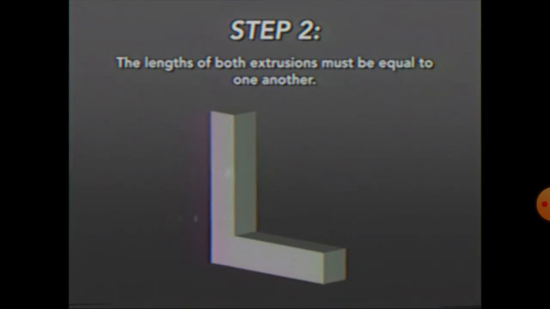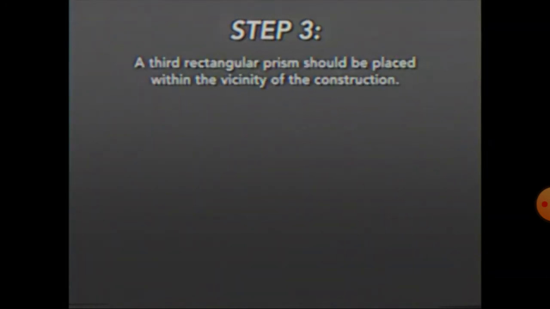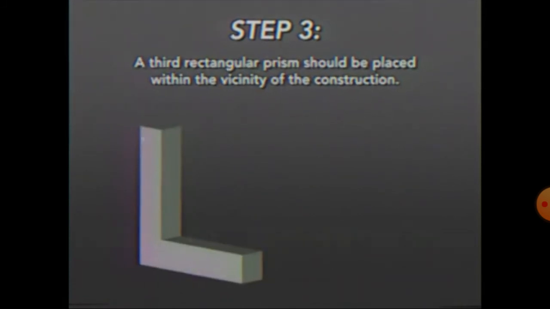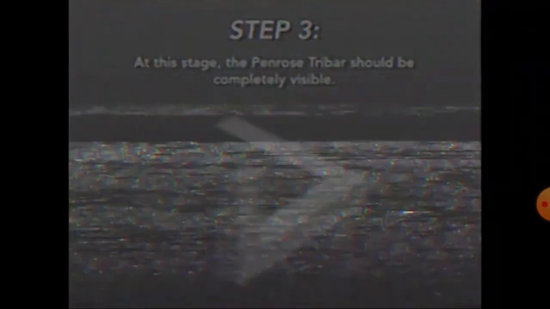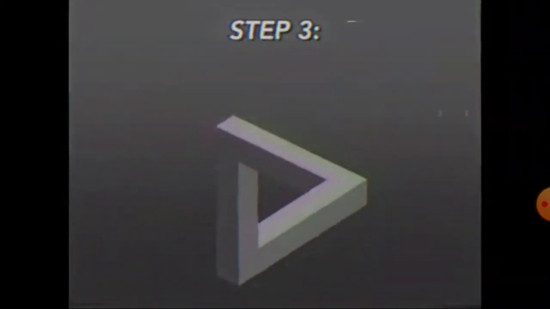The lengths of both extrusions must be equal to one another. Step 3. A third rectangular prism should be placed within the vicinity of the construction. At this stage, the Penrose tri-bar should be visible. Here's the full rotational view.